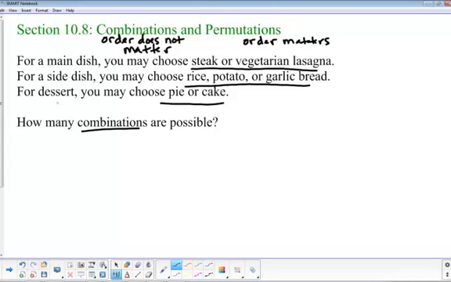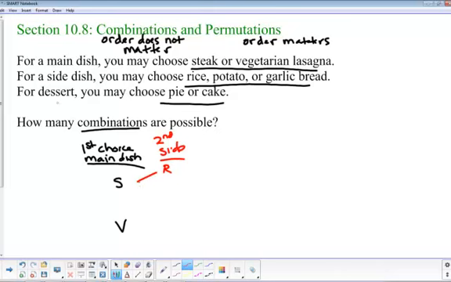So I'm going to make a tree diagram here. My first choice is going to be for my main dish. And it doesn't have to be. You can do any of them your first choice. So I'm going to either pick steak or vegetarian lasagna. My second choice is going to be my side. So this is showing that I'm picking rice, potatoes, or garlic bread. So I could also have vegetarian lasagna with rice, potatoes, or garlic bread. And then my third choice is dessert.